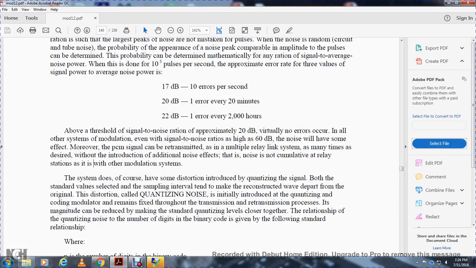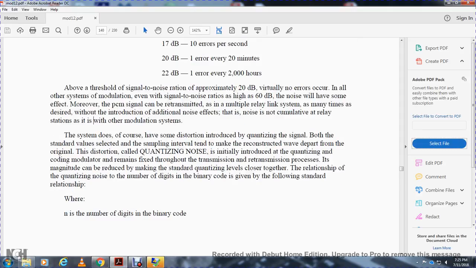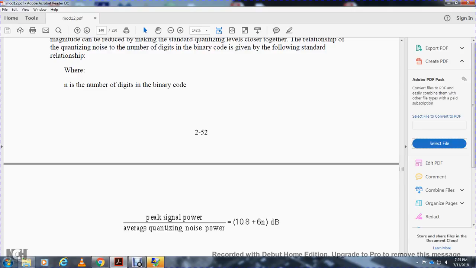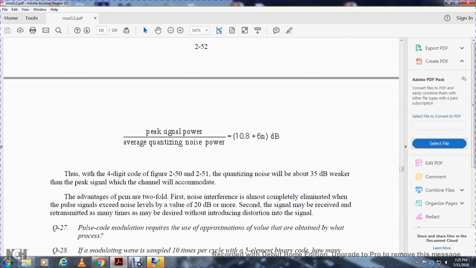The system does of course have distortion due to the quantizing of the signal, since all values within the same quantization level are given the same value during the sampling interval. This causes the reconstructed wave to depart from the original, with a distortion called quantizing noise. Once introduced by the pulse code modulator, the quantizing noise remains fixed throughout the transmission and retransmission process. The magnitude can be reduced by making the quantization levels closer together. The relation of quantizing noise to the number of digits in the binary code is given by the following relationship, where n is the number of digits of the binary code: the peak signal power over the average quantizing noise power is equal to 10.8 plus 6n decibels.